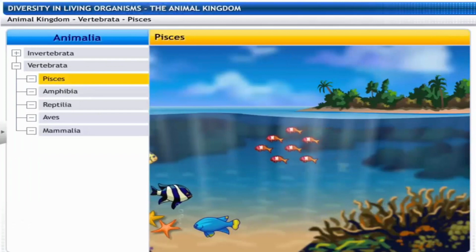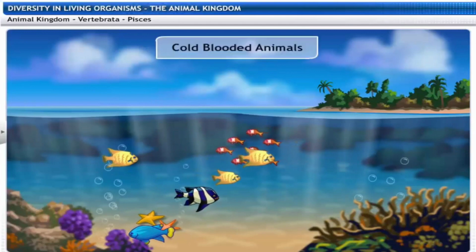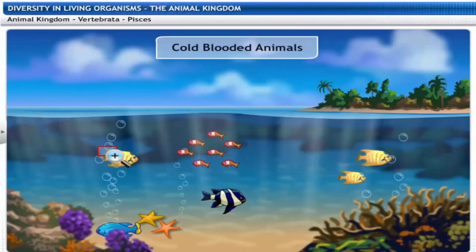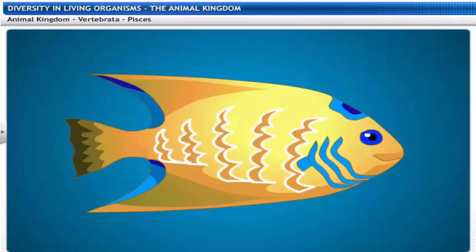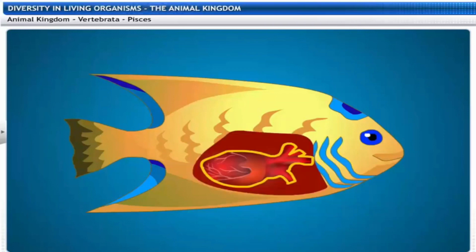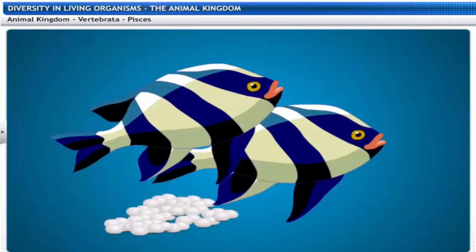Pisces includes all types of fishes. Fishes are cold-blooded animals and aquatic in habitat. Fishes have a spindle-shaped body that is covered with scales. Fishes breathe through gills, and their hearts are two-chambered. Fishes reproduce by laying eggs.